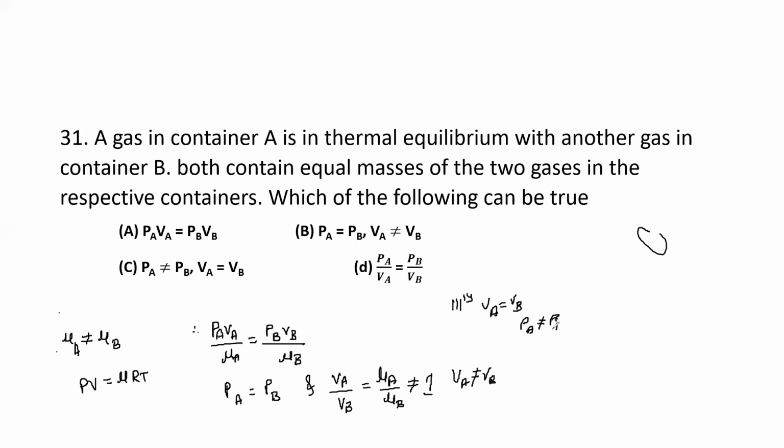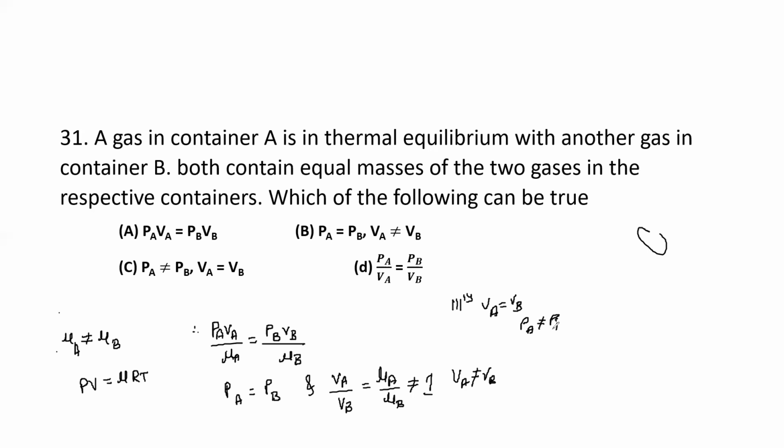So you can see the given options. The first option is given as PA VA is equal to PB VB, so that is not true. Option D is PA by VA is equal to PB by VB. That is also not true. Option B is given as PA is equal to PB and VA is not equal to VB. So this is right when you consider PA equal to PB. Option C is given as PA is not equal to PB and VA is equal to VB. So here options B and C both seem to be correct.